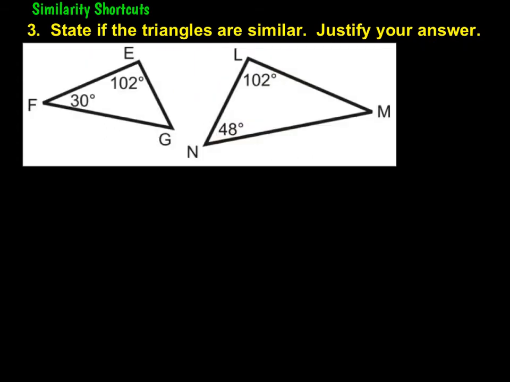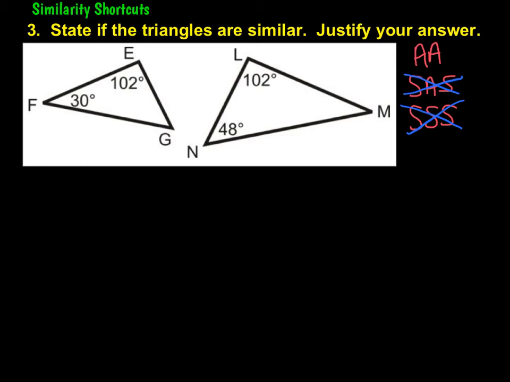Okay, we made it to problem 3. Once again, let's write down our 3 similarity shortcuts. We have angle, angle, side, angle, side, and side, side, side. Looking at the problem, which one do you think it is? Do you see any sides marked? No, no sides are marked. So it can't be one that has an S in it. No sides are marked. So we have to check angle, angle.